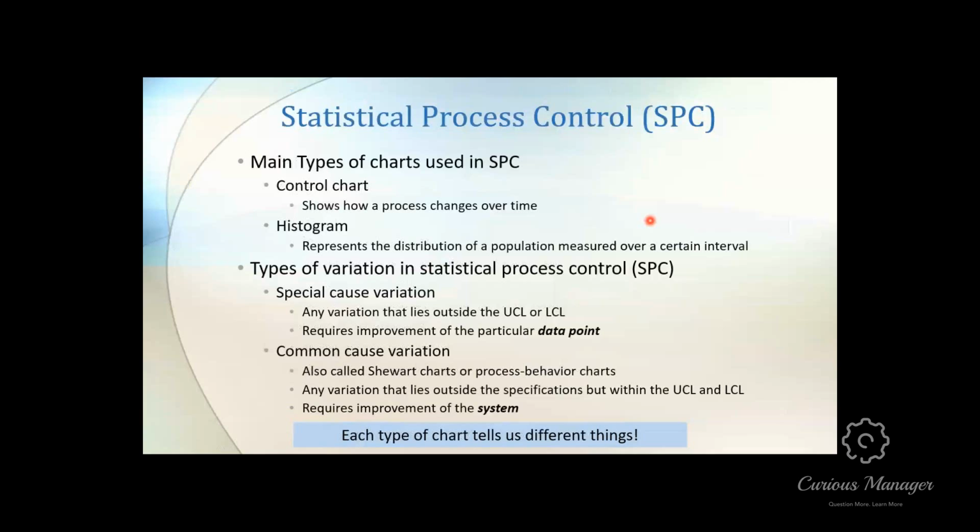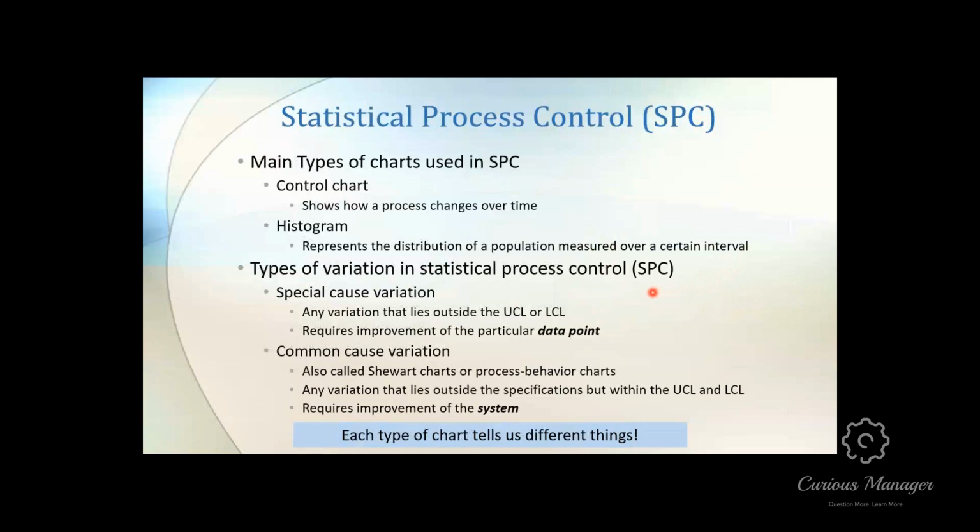And a histogram represents a distribution of a population measured over a certain interval. So, let's say we have a process where we're drilling holes between 2 and 4 inches. We would measure a whole bunch, and we would stack them up in a bar graph to show how many times we hit each of the different intervals that we select for our data points. I'm going to show that also in a minute.